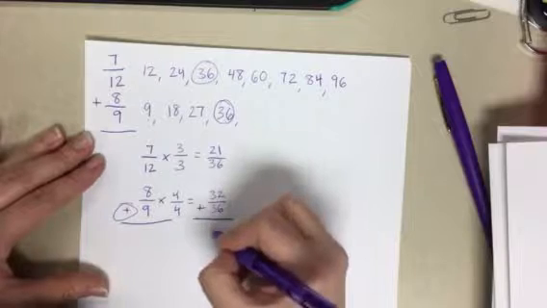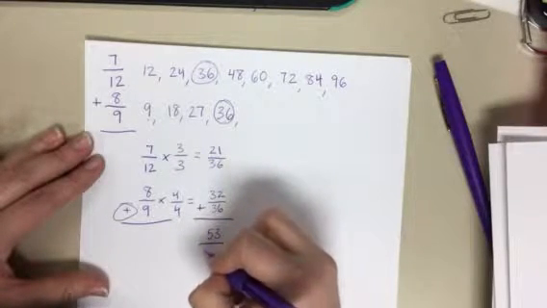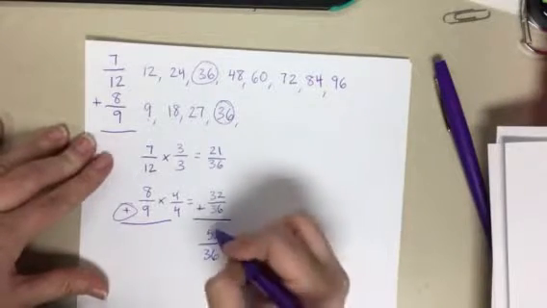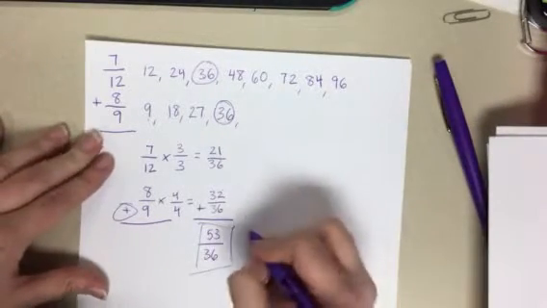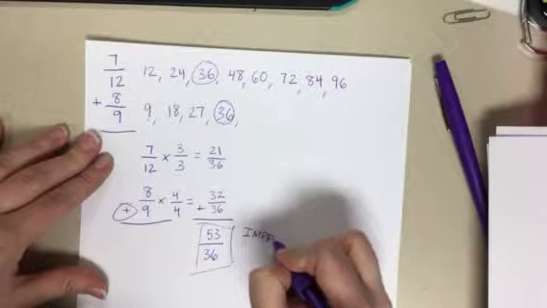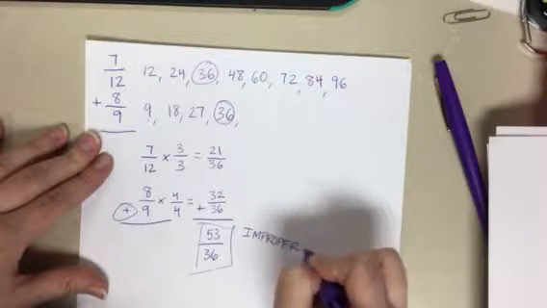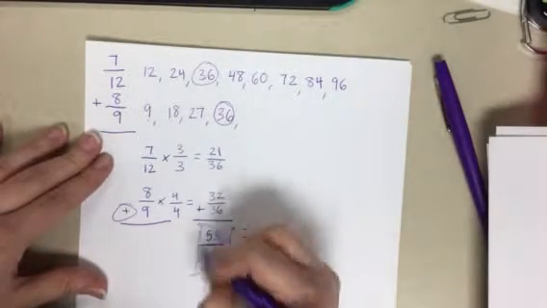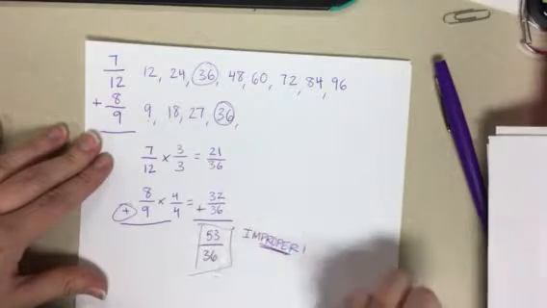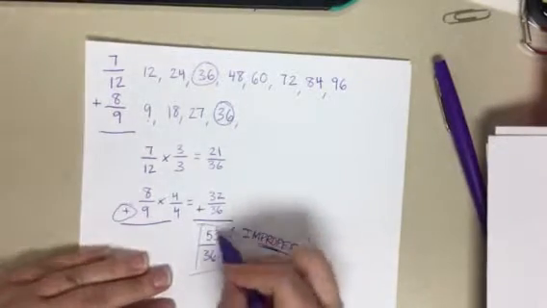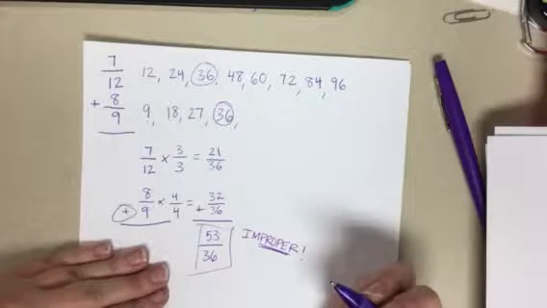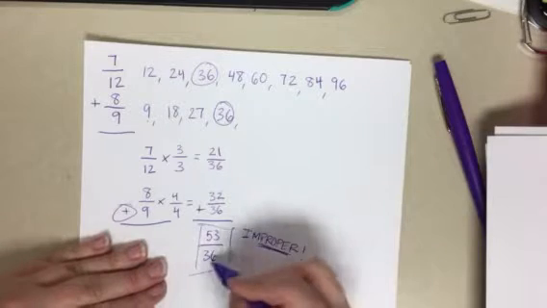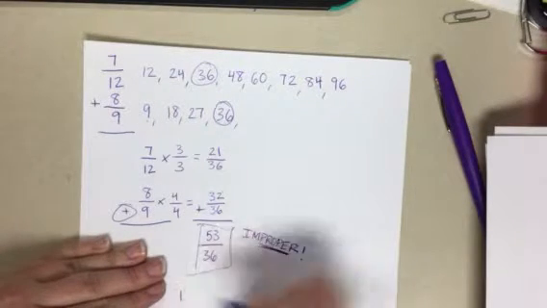21 plus 32 is 53/36. Can I stop here? No way, Jose. This, first of all, is an improper fraction. Okay, our mothers always taught us to be proper, not improper. So we need to fix this. We know it's improper because the top is bigger than the bottom. So how many 36s can I get out of 53? Well, 36 plus 36 is 72. That's too big. I can only pull 1 out. So it's going to be 1 whole.